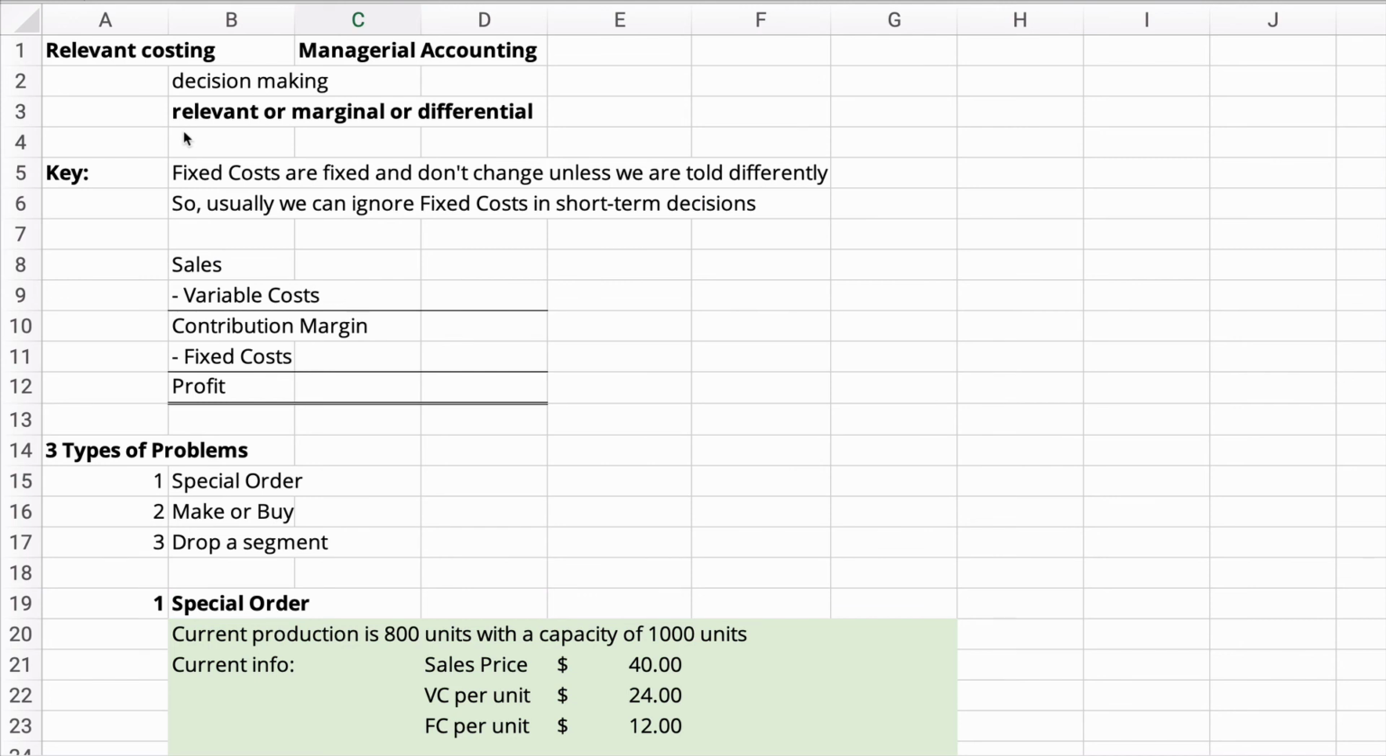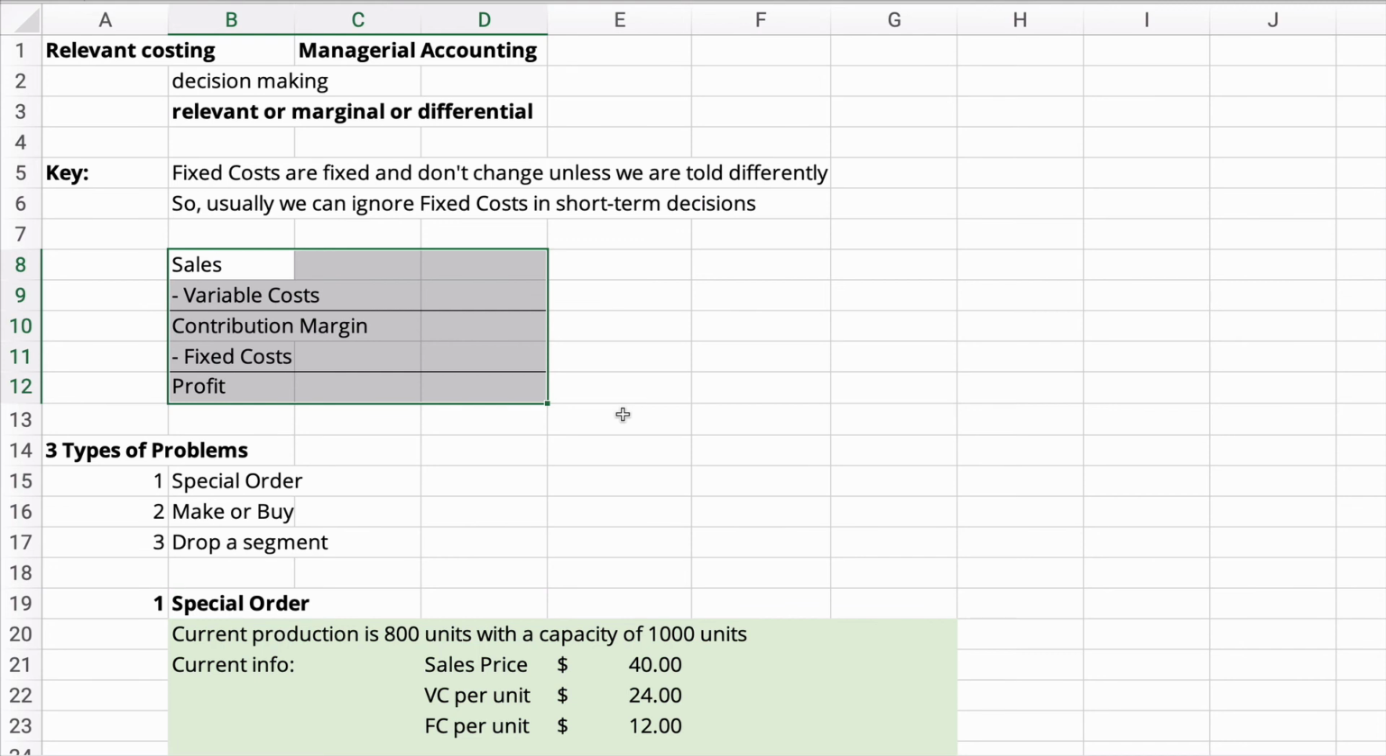Now here's the idea. The key on this is fixed costs are fixed and won't change unless we're told differently. So usually we can ignore fixed costs in these short-term decisions. Whether we decide to keep or not, or buy or sell, that fixed cost does not change. Whatever it is, it's the same. Now, because this is managerial accounting, we're going to use the variable costing income statement, which is sales minus variable cost gives us contribution margin, minus fixed cost gives us profit. So we're going to look at that all the way through.